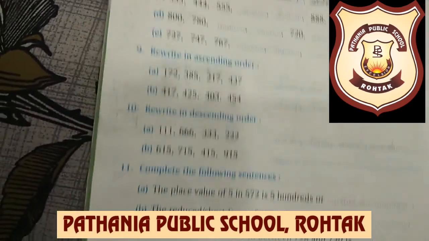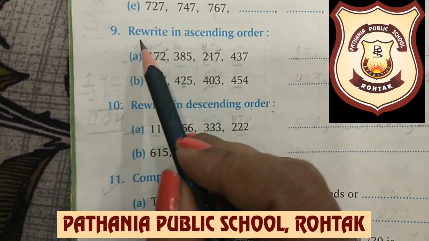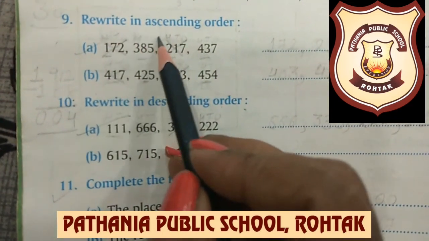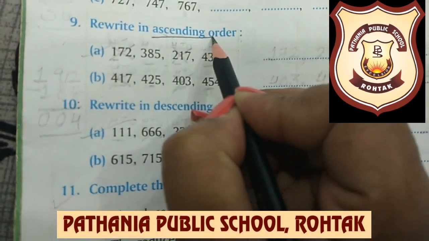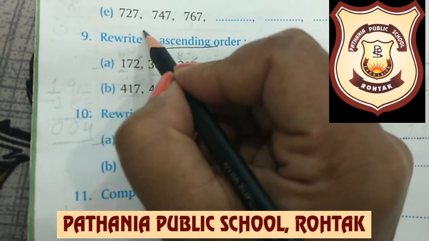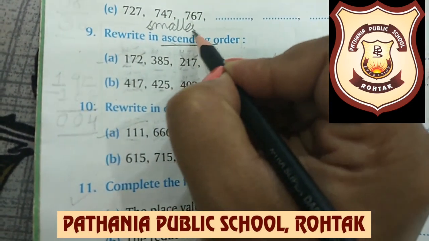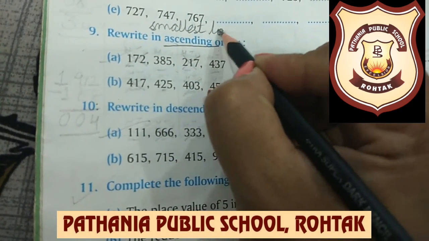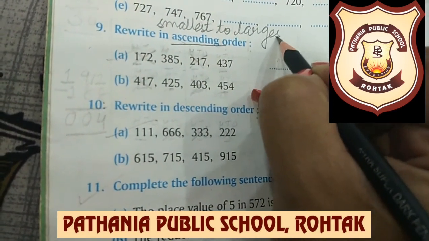Okay, so now we are moving on to question number 9. What is question number 9 saying? Rewrite in ascending order. Ascending order, beta, what is ascending order? Ascending order is just to start with the smallest number and reach the largest. This is the goal in ascending order.